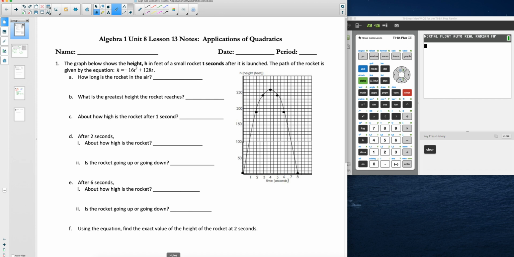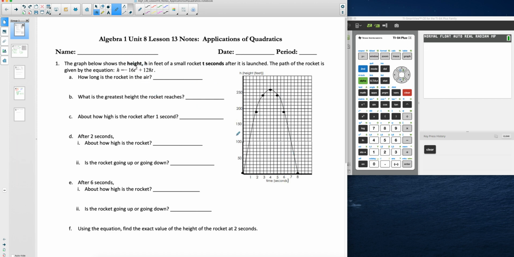So now, like I said, this is going to deal with applications. We're going to look at some things graphically. We may look at some things through words. But we'll talk about some key phrases and some key things as we go through all those different types of problems. So the graph below shows the height in feet of a small rocket t seconds after it's launched. The path of the rocket is given by the equation negative 16t squared plus 128t. So this is a graph right here of this equation.